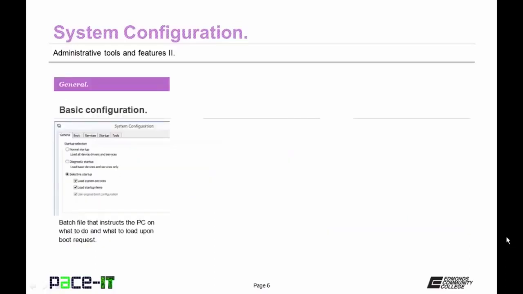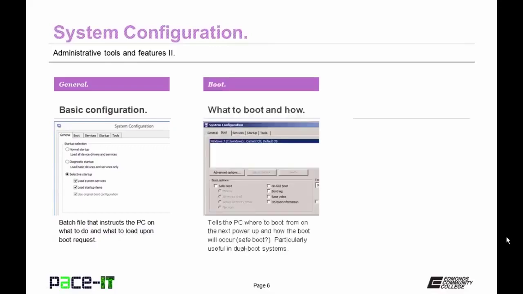Now, the General tab is a representation of a batch file that instructs the PC on what to do and what to load upon a boot request, upon power up. From the Boot tab, the administrator can tell the PC where to boot from on the next power up and how the boot will occur. Will it be a safe boot? So on and so forth. It's particularly useful on dual boot systems.